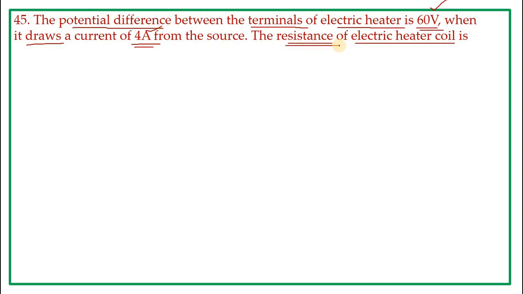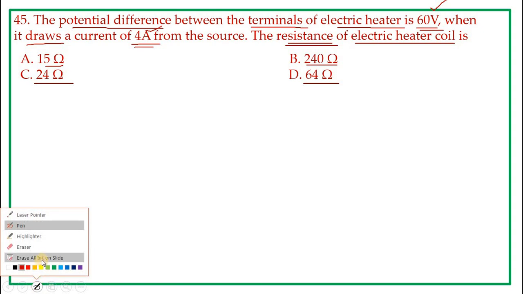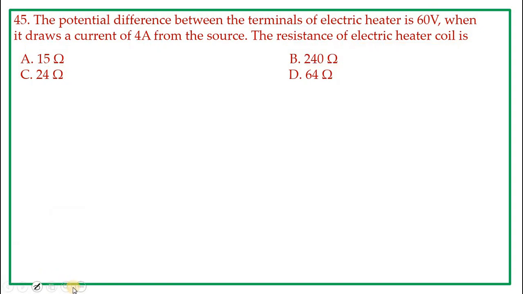Now you decide which formula you want to use. V, I and R are related by Ohm's law. Hence we want to use V equals IR. Before that, let's take the options here, children: 15 ohm, 240 ohm, 24 ohm, 64 ohm. Children, keep it in your mind, resistance SI unit is ohm. So let's take the formula V equals IR. We need to find R, children.